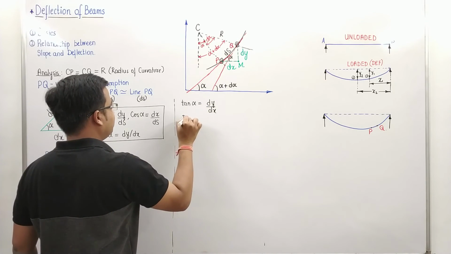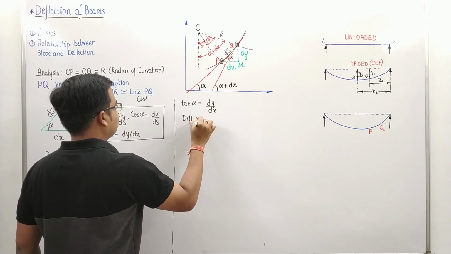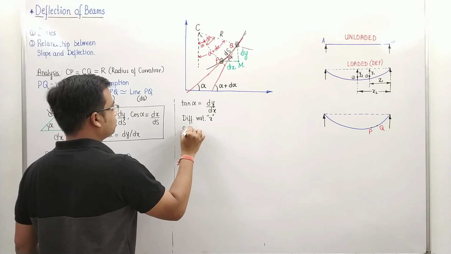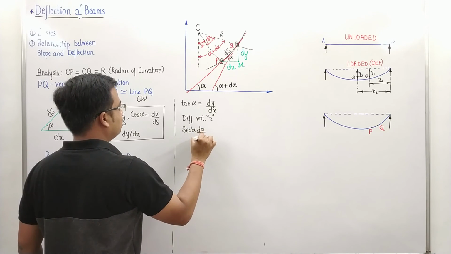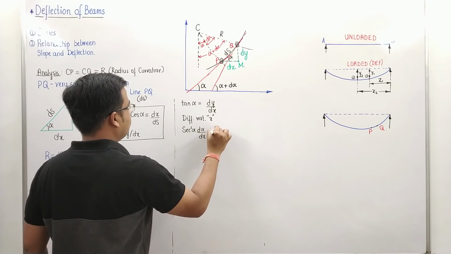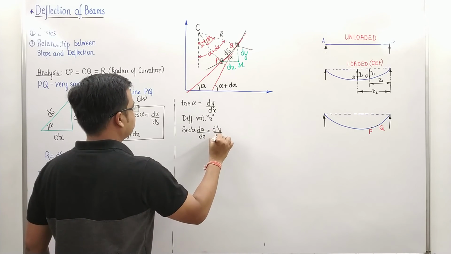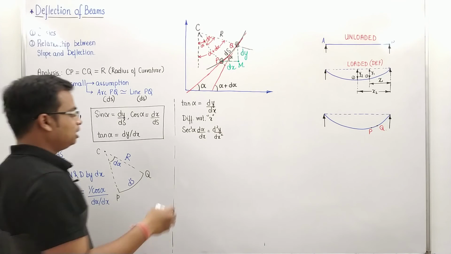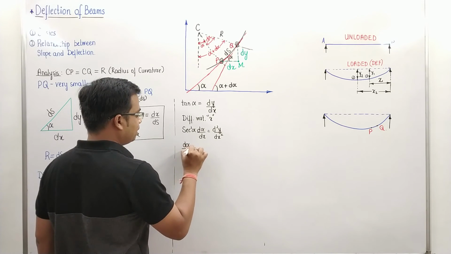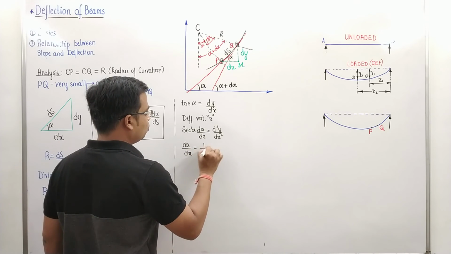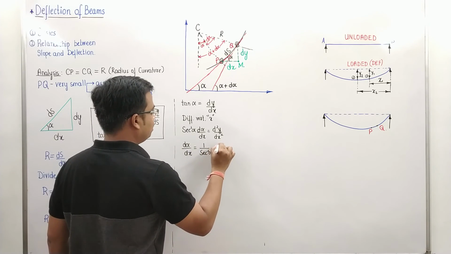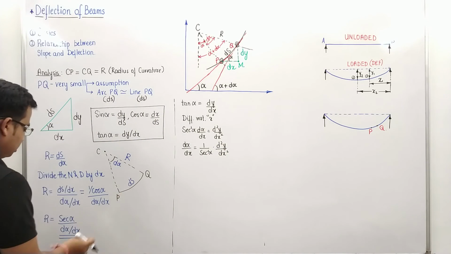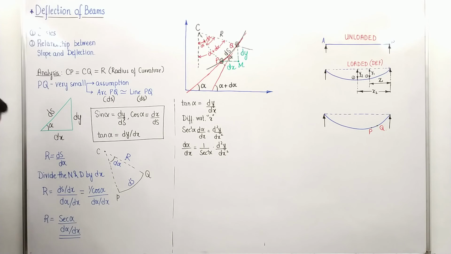Let us try to differentiate this with respect to x. Once you do that, what you have is, this is going to become sec square alpha d alpha over dx is equal to d2y over dx square. Okay, so d alpha by dx is equal to 1 over sec square alpha dot d2y by dx square, and we are going to be using this result and putting it up into this.